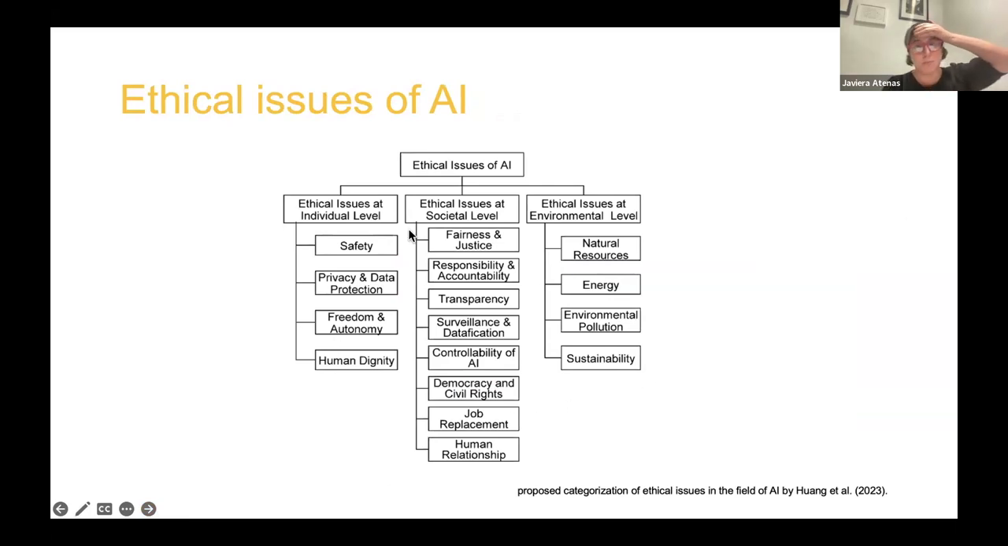Huang and I have designed this framework about ethical issues of AI that basically covers a wide range of elements. So ethical issues at an individual level, it's about safety, privacy, freedom, autonomy, and dignity. Ethical issues at society level, for instance, justice, responsibility and accountability, transparency, identification, surveillance, democracy and civil rights, job replacement, human relationships. But there's also a component that is quite interesting here. It's ethical issues at environmental level. Natural resources, use of energy, pollution, and sustainability. So if we look at how we're going to develop OERs through AI, we also need to consider those three factors.